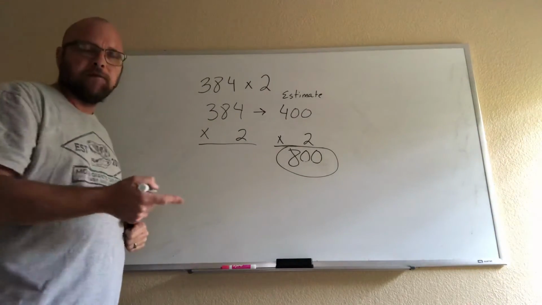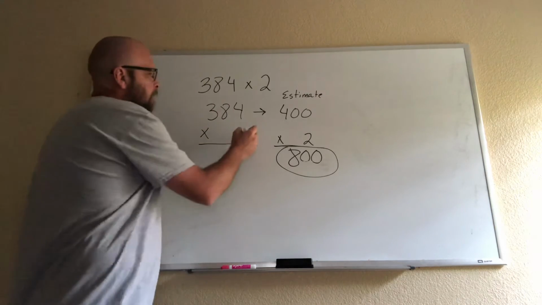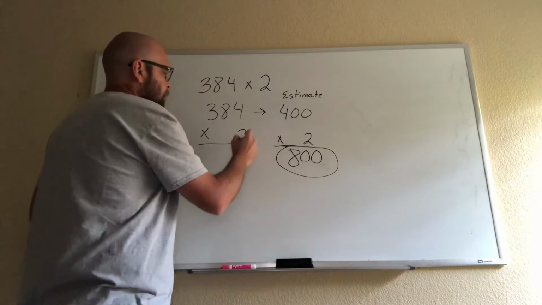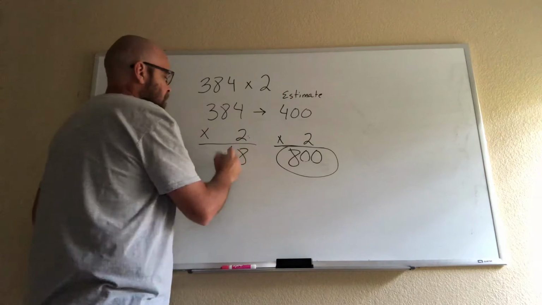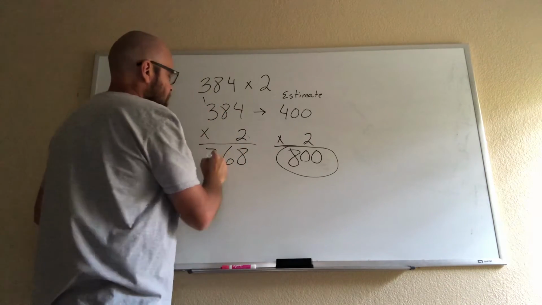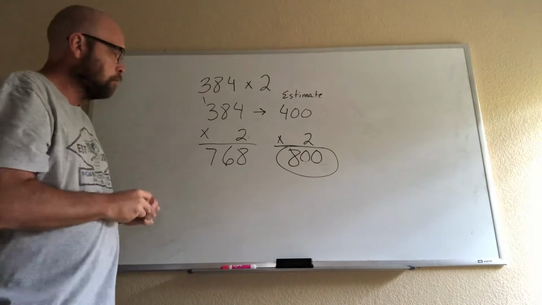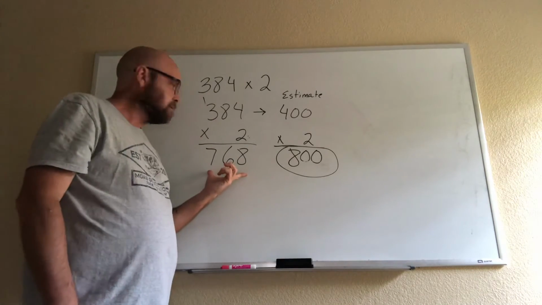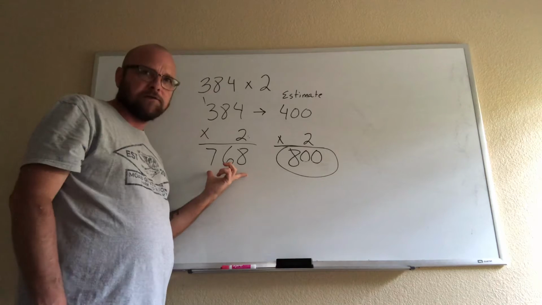So this one's pretty easy because I know my 2's. I have 2 times 4 is 8. 2 times 8 is 16. And 2 times 3 is 6 plus 1 is 7. So 768 is the actual product.